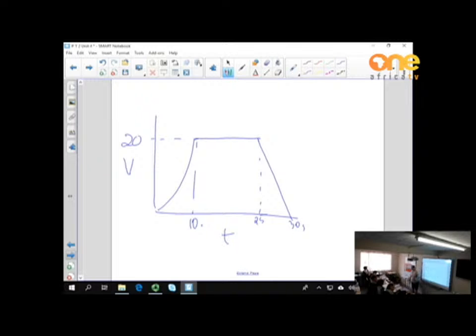And then after 10 seconds, he travels at a speed of 20 meters per second for the next 15 seconds, after which he slams on the brakes and decelerates rapidly in 5 seconds to come to rest. Are you with me? Yeah. All right.